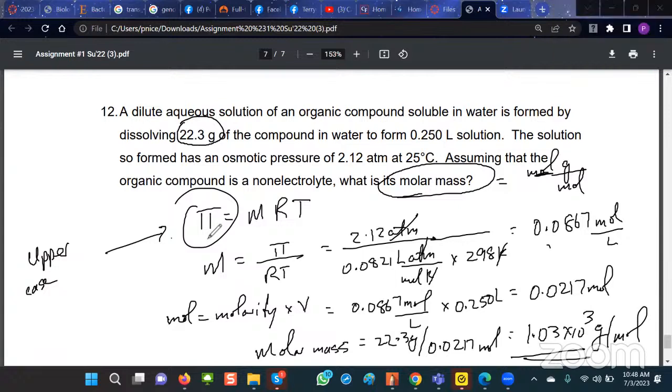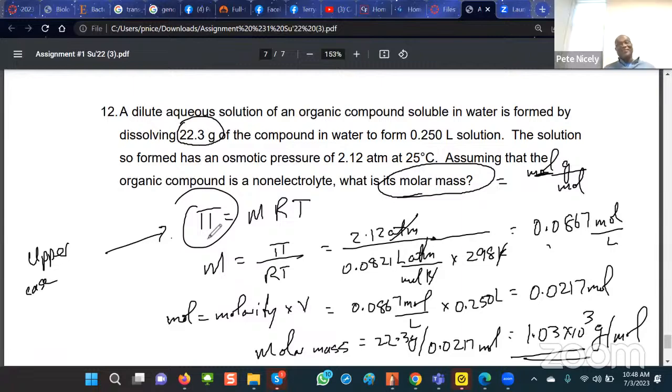Is that always needing to be in atmospheres? Not necessarily. You're absolutely right. You could be given the osmotic pressure in other units like torr or millimeters mercury. Those are other alternative units. But if you're going to use this equation, you'd have to convert those units into atmospheres, and then you plug that number into the equation.